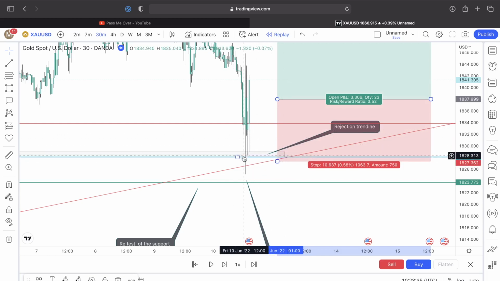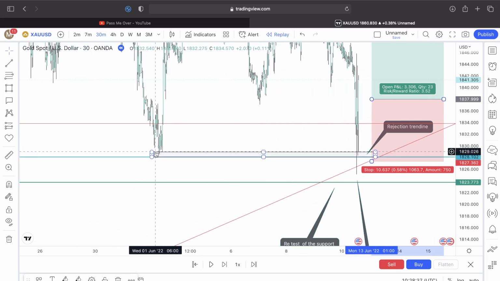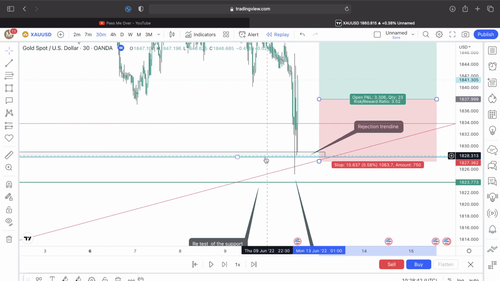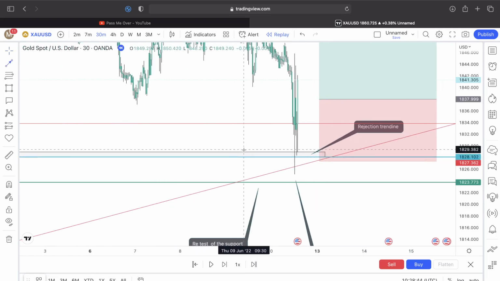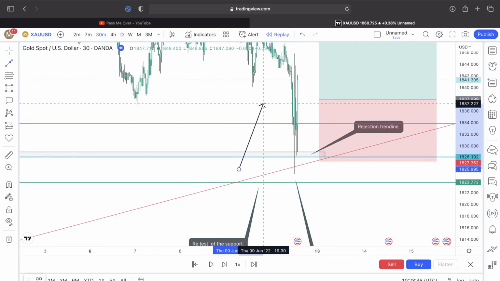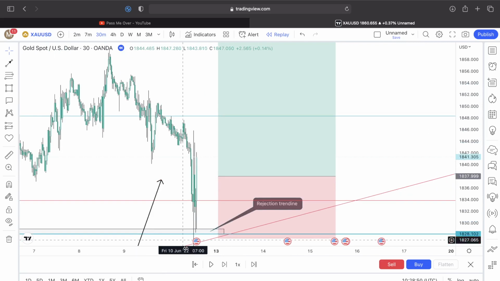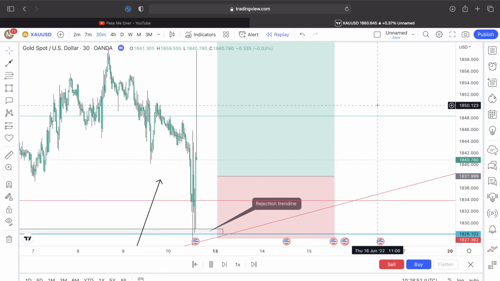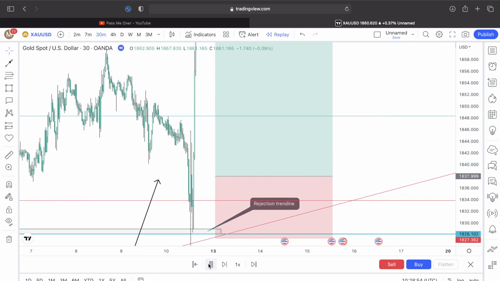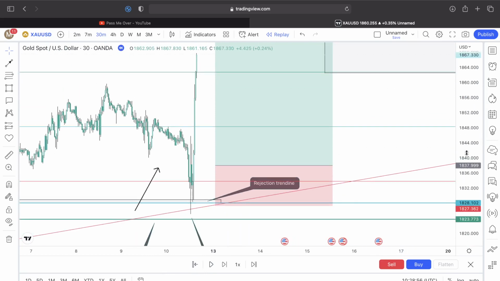So it came down and retested again at the 30 minutes support area. I hope I'm not confusing you: it retested again on the 30 minutes support area here, and then it went all the way up, and then we can see how the trade is actually moving out. Boom, one candle, boom, that's it.